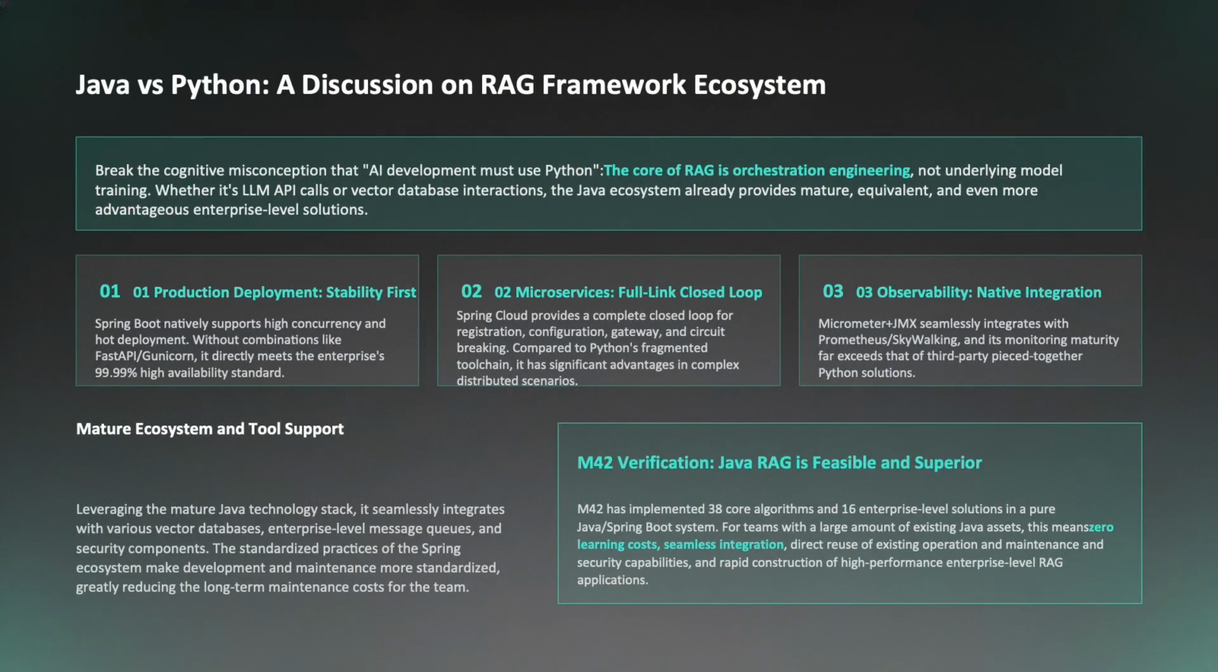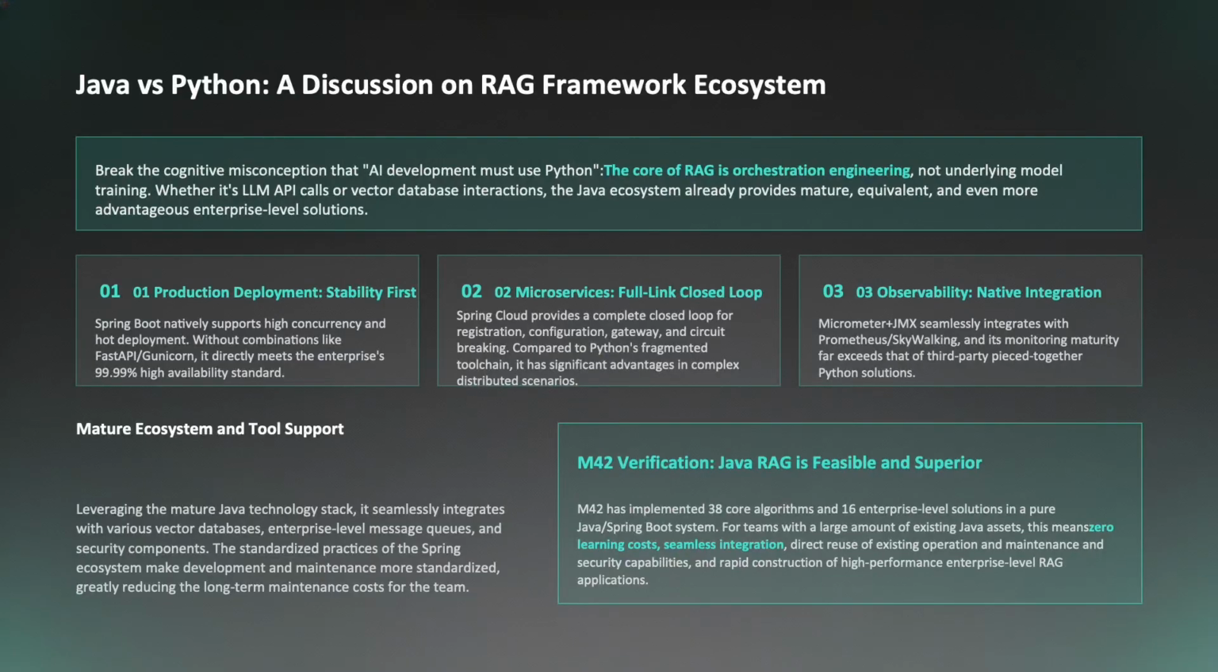Let's break down 3 key advantages of Java for enterprise RAG deployment. First, production stability. Spring Boot natively supports high concurrency and hot deployment. There's no need to piece together stacks like FastAPI plus Gunicorn, and it directly meets the enterprise 99.99% high availability SLA standard.